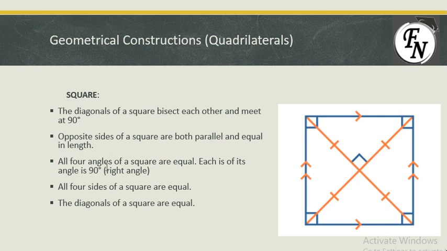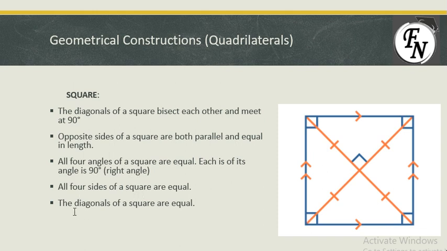Other than that, all four angles of a square are equal. Each angle is 90 degrees. That means it makes 90 degrees at the end. Every corner has a 90 degree angle. That is a property of a square.